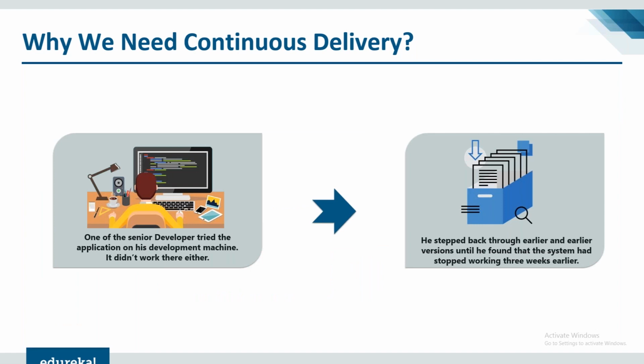Now, why exactly did it fail, and why exactly do we need continuous delivery? One of the developers tried the application on their own machine, and the application didn't work there either. So how could it work in the real world, or production environment, right? To find the issue, they went back a few versions to look at the changes made to the code. All right.